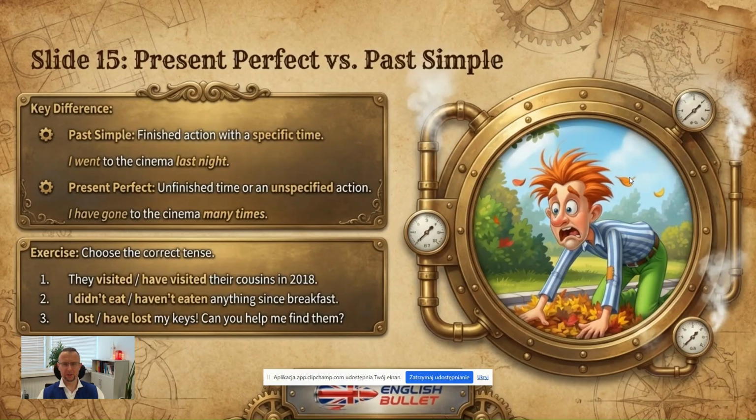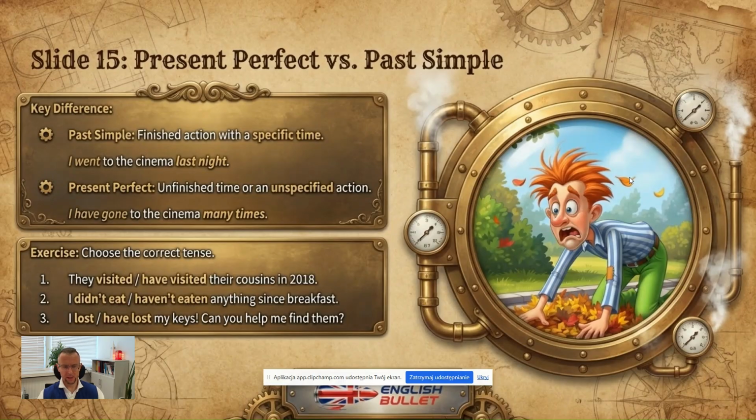Then we have "I didn't eat" or "I haven't eaten anything since breakfast." Do we have indication of time? No. Do we have this feeling now? Does it affect our current state? Yes, we are hungry. So we use present perfect. I haven't eaten anything since breakfast and I'm hungry now.